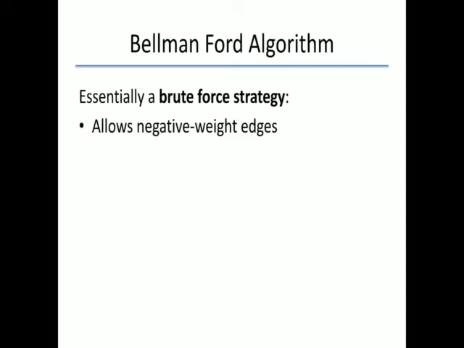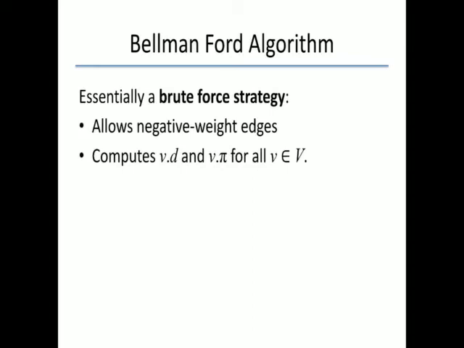Basically, the Bellman-Ford algorithm applies a brute force strategy. It allows negative weight edges, so our graph can have negative weight edges. However, as we have seen in the previous part, it should not contain a negative weight cycle. So until and unless there is a negative weight cycle, it will work fine.